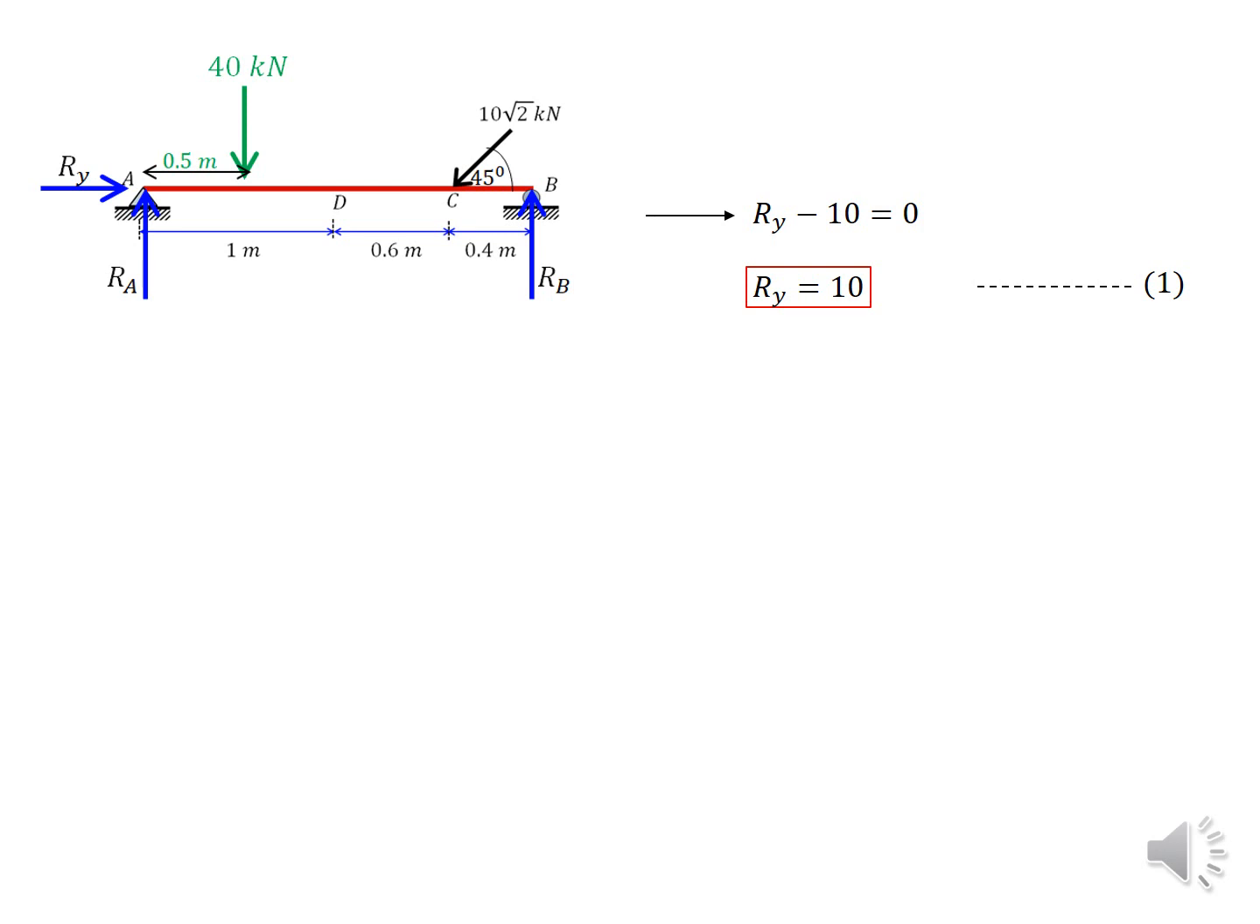So my equation is Ry minus 10 equals 0. This should be equal to 0 because this structure is horizontally stable, so there is no resultant force acting in the horizontal direction. So that concludes my Ry value as 10.